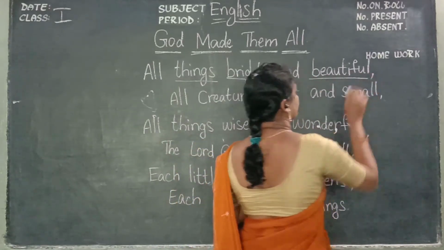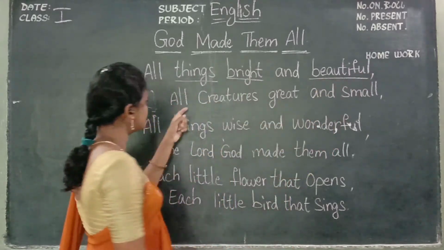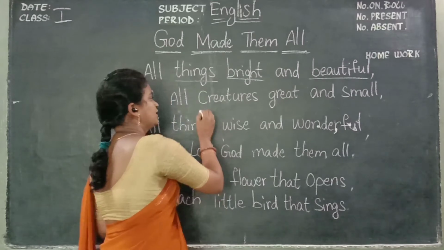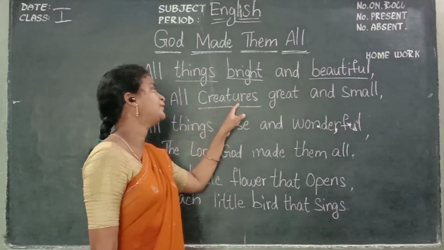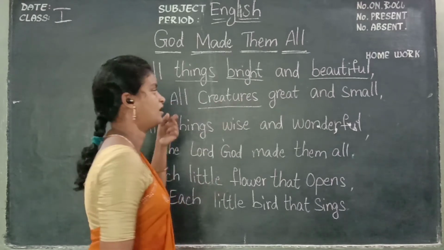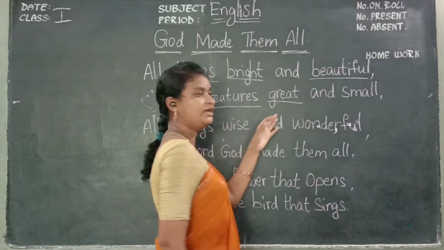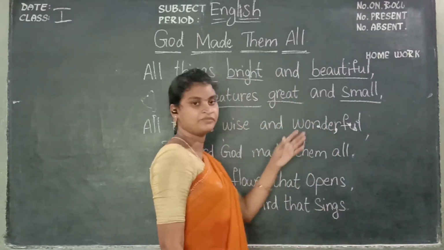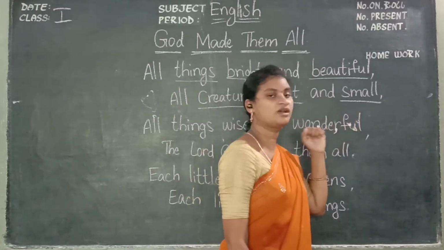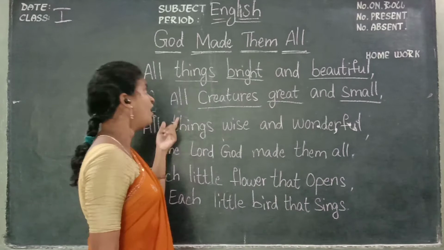B-E-A-U-T-I-F-U-L, beautiful. See, children, creatures. C-R-E-A-T-U-R-E-S, creatures. Great, G-R-E-A-T, great. Small, S-M-A-L-L, small. What is the spelling of small? S-M-A-L-L, small.